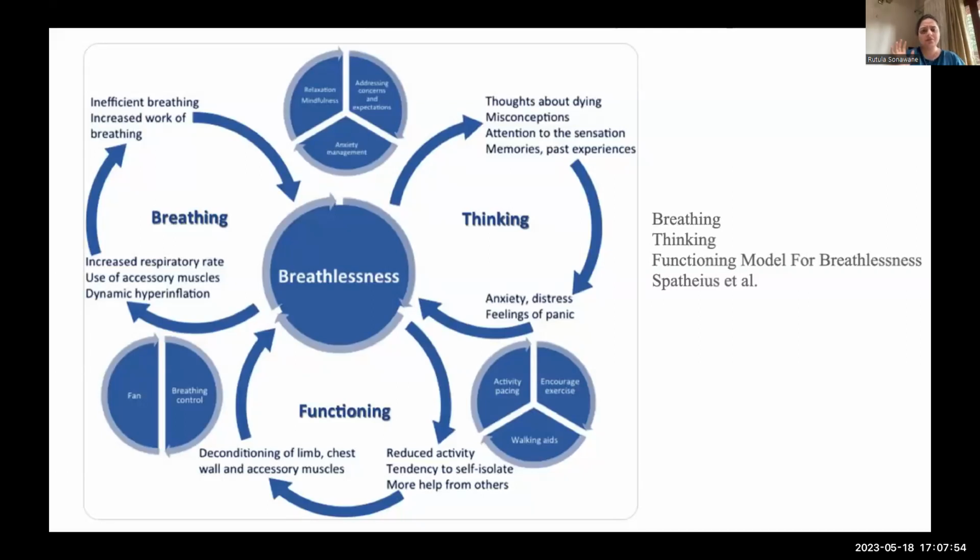And because there's already breathlessness and effortful breathing, what it leads to is reduced activity, self-isolation, and being dependent on others for their day-to-day work. So this in effect leads to deconditioning of all the muscles of the limbs, the chest wall, and the accessory muscles, which further leads to reduced activity and increased dependency, which again leads to breathlessness. So all these factors come into play.